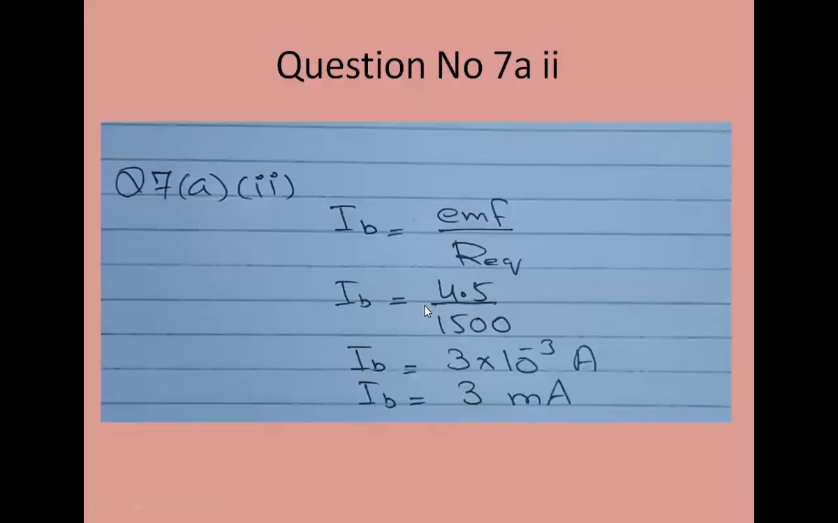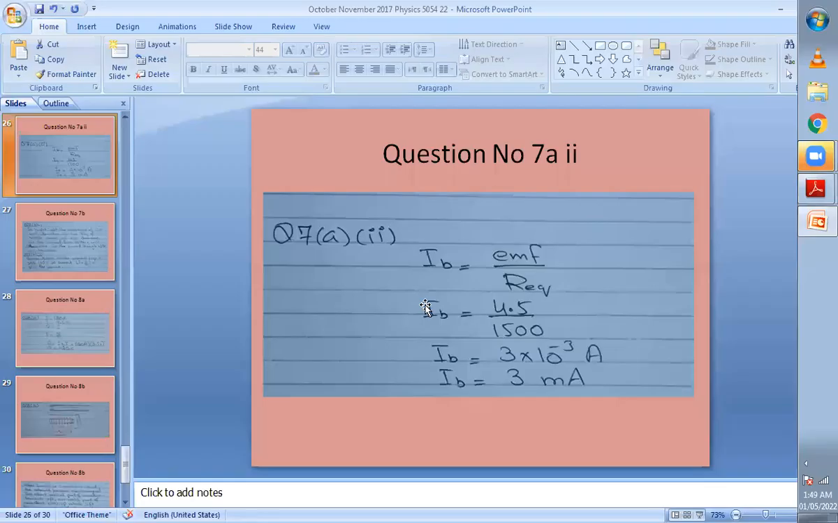Okay, so the I from the battery is equal to EMF divided by the R equivalent. So it will be 4.5 divided by 1500. The answer on your calculator will be 3 × 10^-3 ampere. 10^-3 means milli, so 3 milliampere. So this much current will be shown by the ammeter.